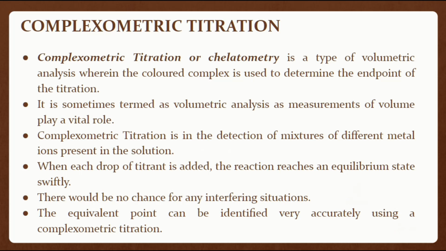Complexometric titration or chelatometry is a type of volumetric analysis wherein the colored complex is used to determine the endpoint of the titration. It is sometimes termed volumetric analysis as measurements of volume play a vital role. Complexometric titration is used in the detection of mixtures of different metal ions present in the solution. When each drop of titrant is added, the reaction reaches an equilibrium state swiftly.